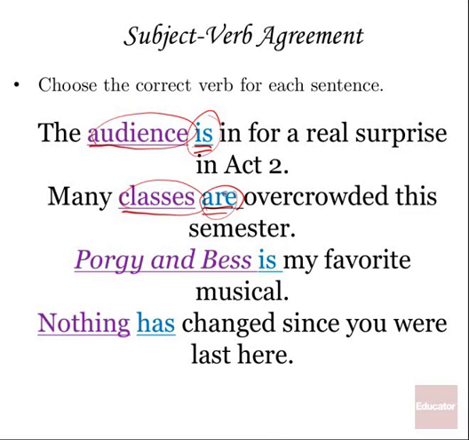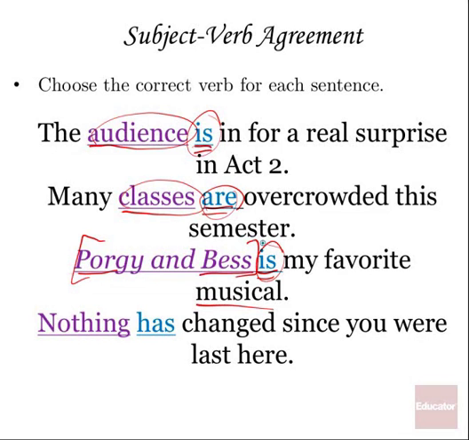Porgy and Bess is my favorite musical. Well, you might look and say, well, there's Porgy, there's Bess. It must be a compound subject, so we should use a plural verb. You'd be wrong. Porgy and Bess, your clue here was musical. Porgy and Bess, which is also italicized, is the title of a musical. It's one thing, like The Birds. So you use the singular verb is.